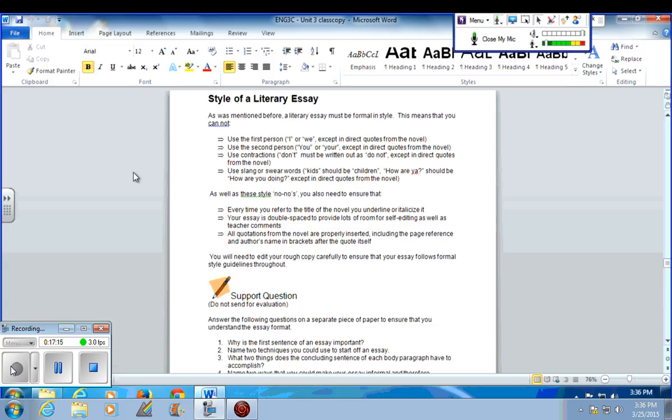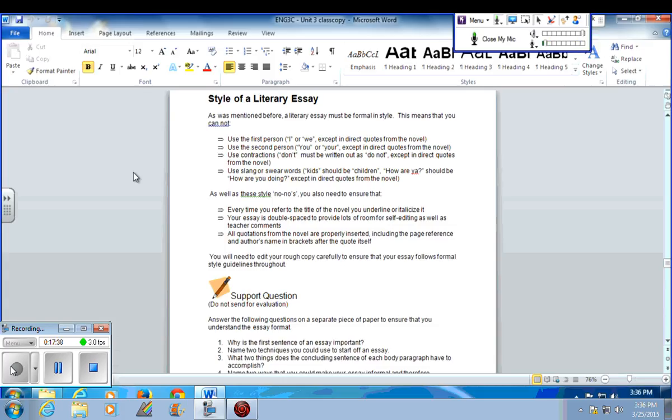You also cannot use contractions unless written out, such as do not, except, once again, in direct quotes from the novel. If you're doing a direct quote, you can copy wrong spelling, wrong grammar, whatever it is, as long as it's a direct quote from the novel. If it's not, everything has to be correct grammar, no contractions, and no slang.